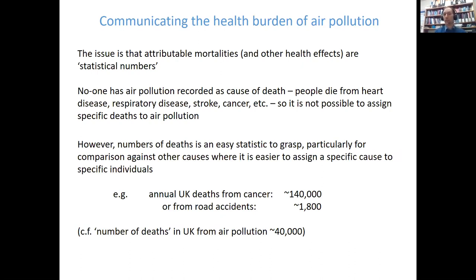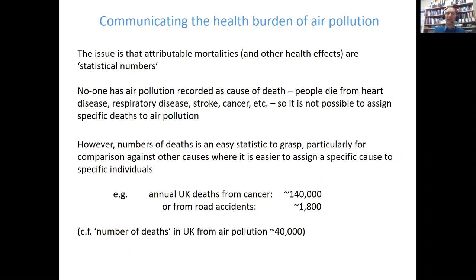So for example, in the UK, an estimated 140,000 people die from cancer a year, and about 1,800 people die from road accidents. And we can see that our number of deaths in the UK from air pollution, at 40,000, is substantially higher than the road accident number, but less than the cancer number. So it gives us some sort of comparative indicator of how severe a particular health burden is, despite the fact that we can't actually say this person died of air pollution.